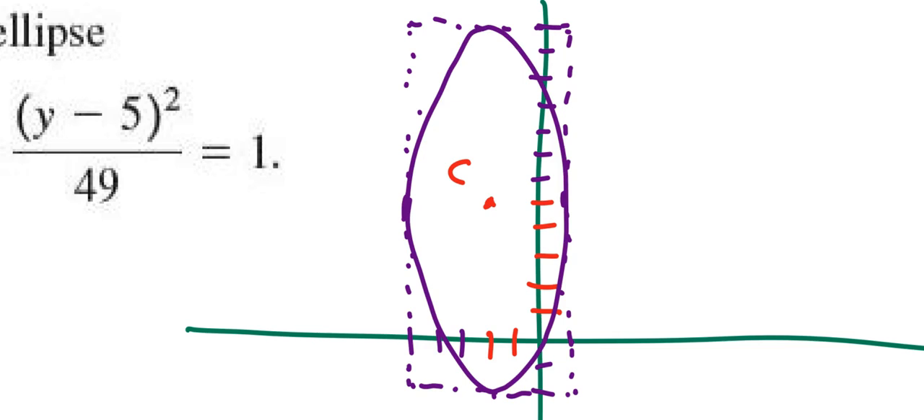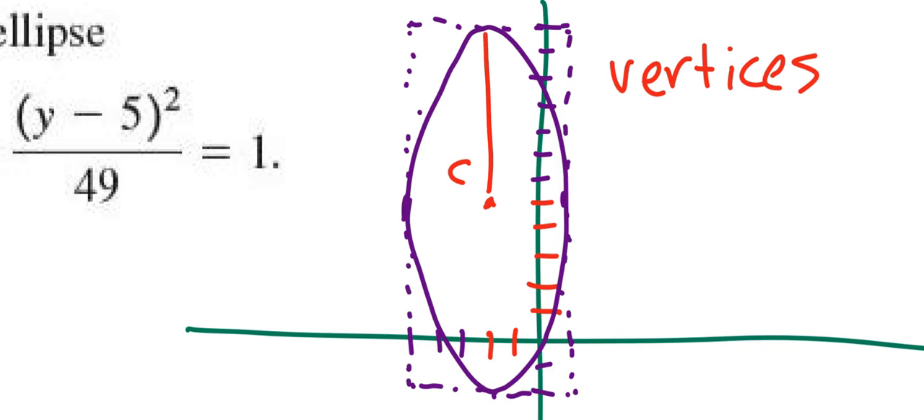Okay, so what do we need to know? We need to know things like vertices. It went up 7. The B value is 7. And we went down 7. We went right 3 and left 3. That's your A value. I don't like this game. All right, now we know that, so give me my vertices.